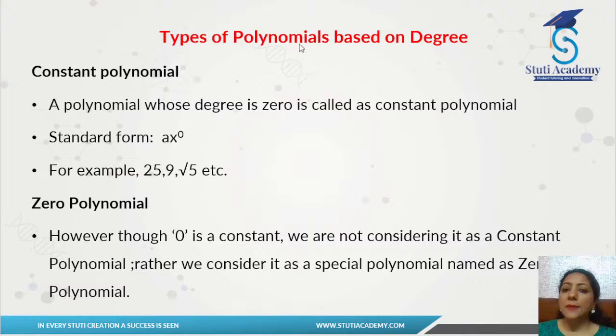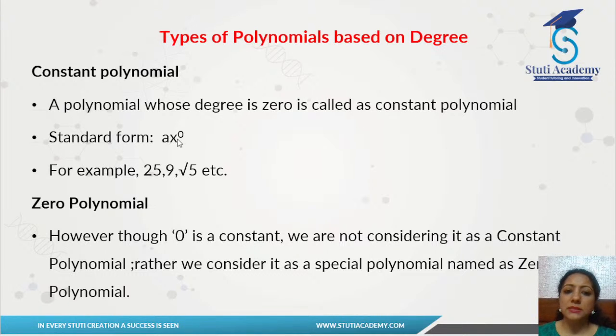Now let us discuss the types of polynomials based on the degree. Degree, as I just said, means the highest power of the variable. Now let's talk about constant polynomial. A polynomial whose degree is 0 is called a constant polynomial.